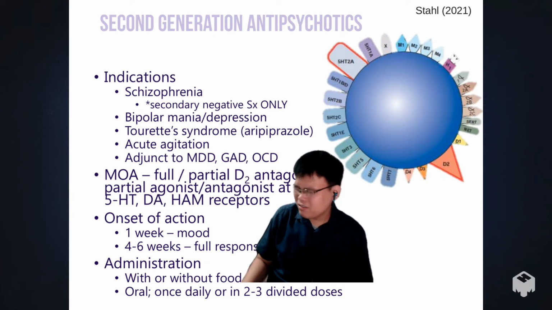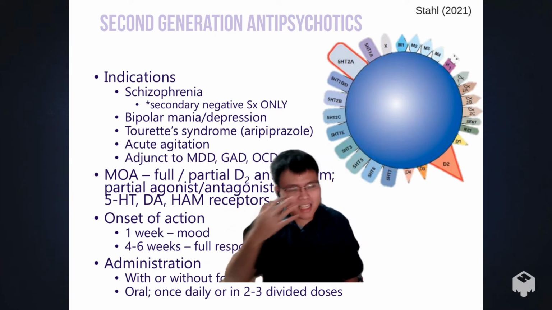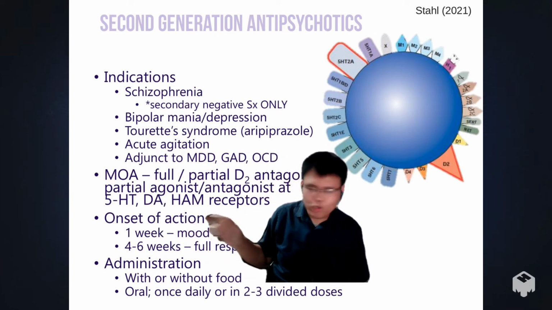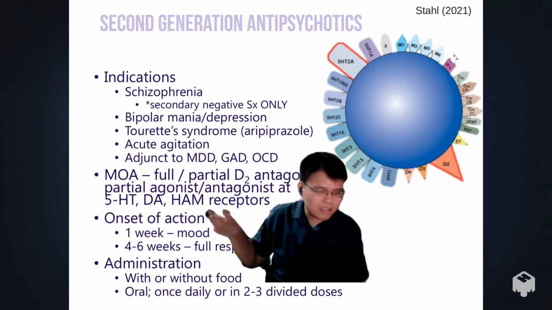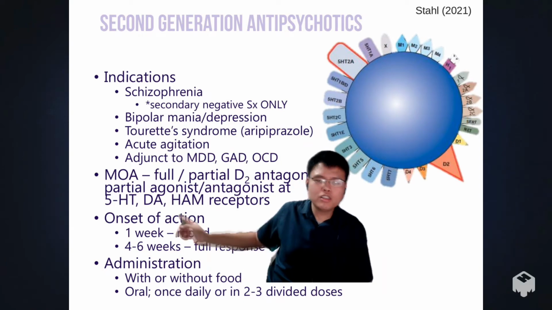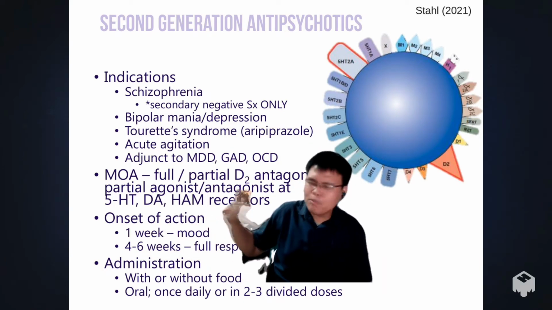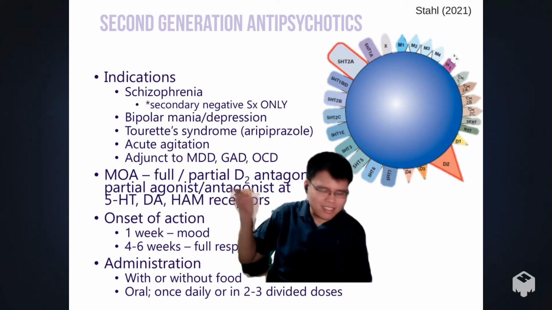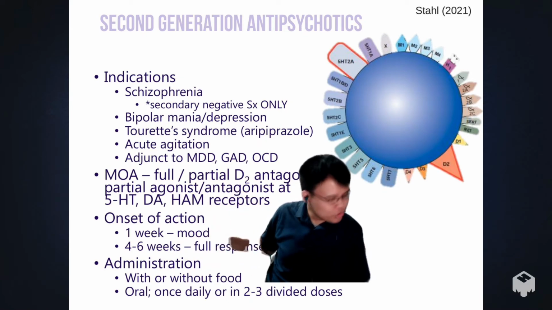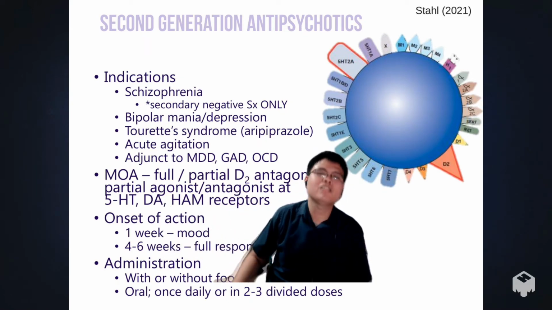So onset, pretty similar when we talk about them as mood stabilizers. That's about 1 to 2 weeks. Fastest is 1 week for some, but about 2 weeks for most. And then when we talk about positive symptoms, most will respond at 4 to 6 weeks. Some maybe as early as 2 weeks, you might see some initial improvement, but usually the bulk of it is 4 to 6 weeks. There you go.